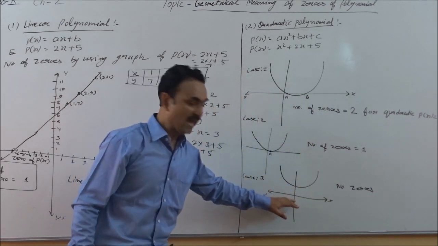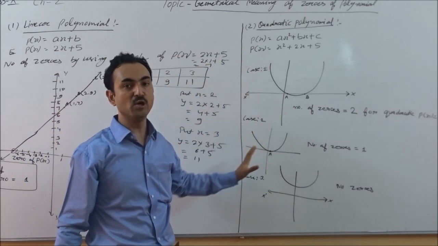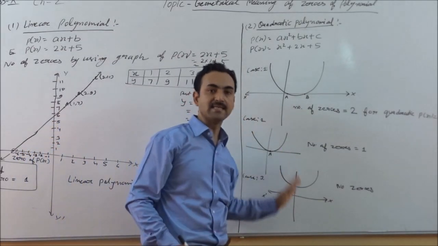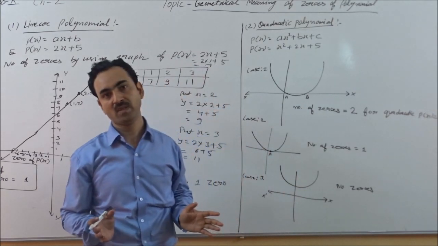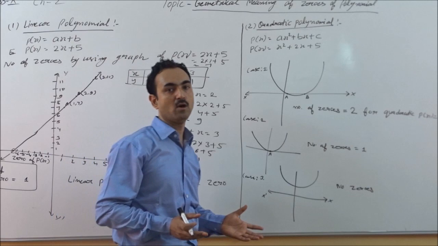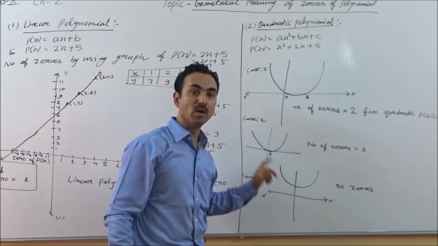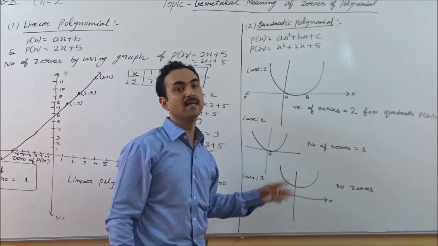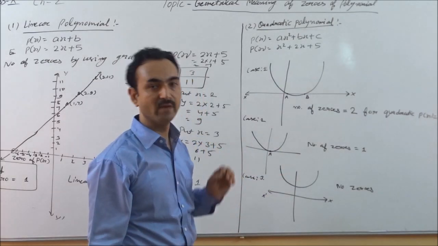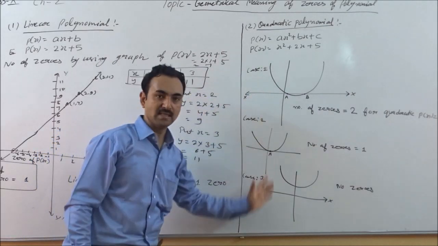So actually the x-axis decides how many points the graph of any polynomial is crossing. You have to count the number of points on the x-axis. Remember, on the x-axis. So the number of points will decide the number of zeros of the given polynomial. Right. So these are the different cases.